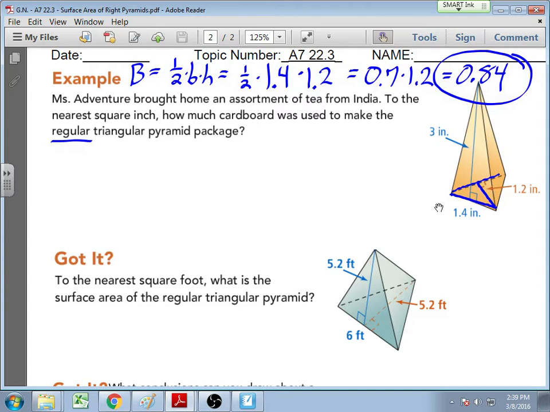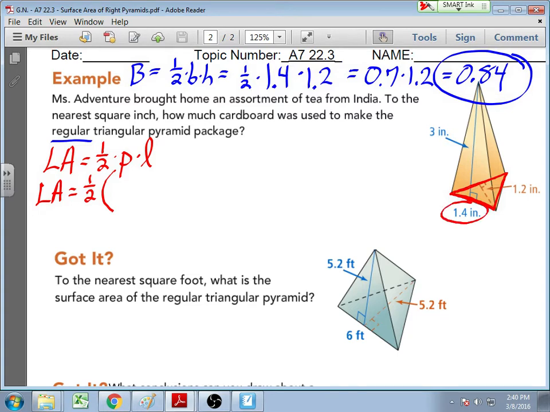We are then going to move on and find our lateral area, which again, because the faces are triangles, is 1/2 the perimeter of that base shape times the slant height. I'll work vertical for now. This is going to be 1/2. Now we have to figure out, how do I find my perimeter? Well, my perimeter is the entire distance around the base. And since we were told that this base is regular, we know all the sides are the same. So we're going to have 3 sides, each measuring 1.4.